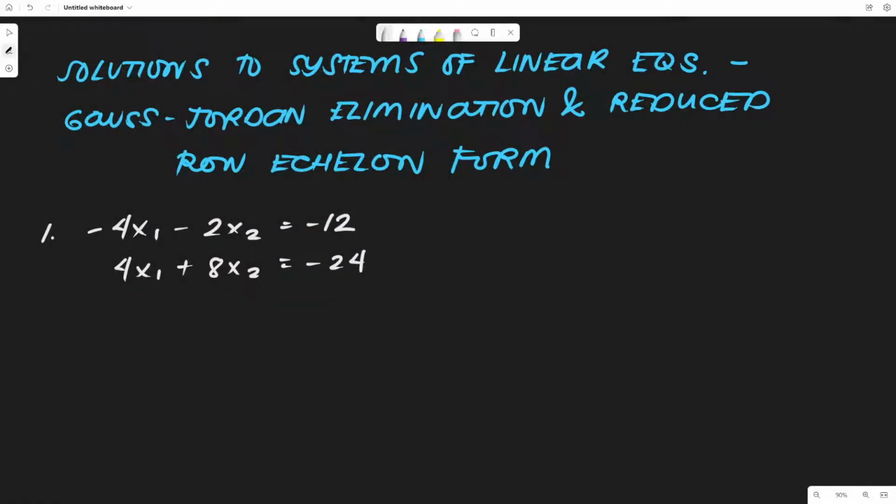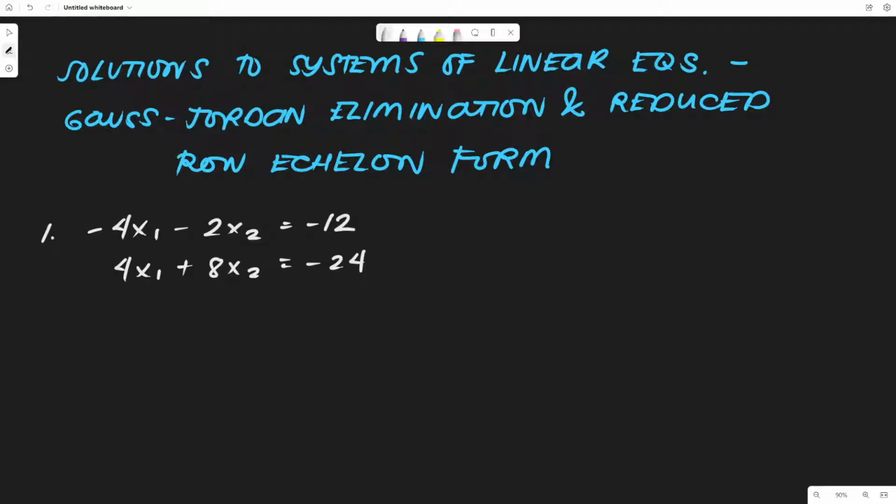Okay, welcome to our lesson today. We will be discussing another solution to systems of linear equations, this time using Gauss-Jordan elimination and reduced row echelon form. So, this is the third na idi-discuss natin.